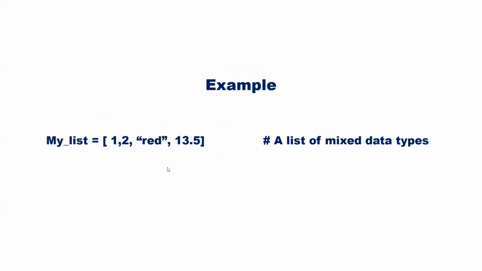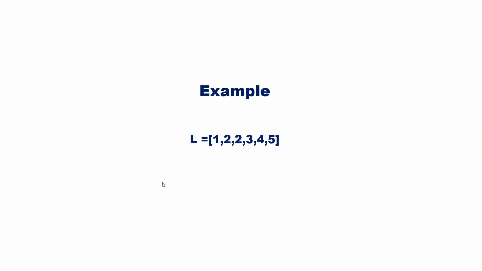For example, here we have got a list with mixed data types. 1 and 2 are integers. Red, it is a string. 13.5, it is float. So this is an example for mixed data types list. A list may also contain duplicate values. For example, here 2 is repeated twice.